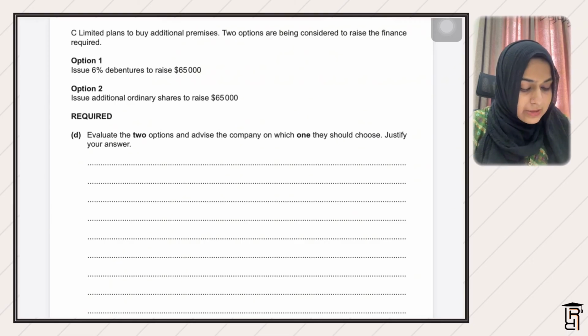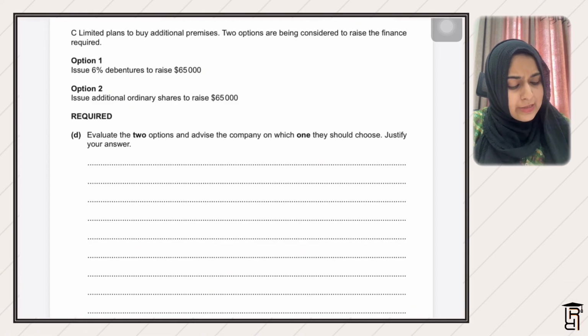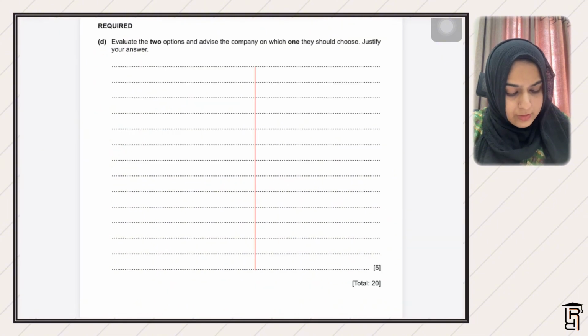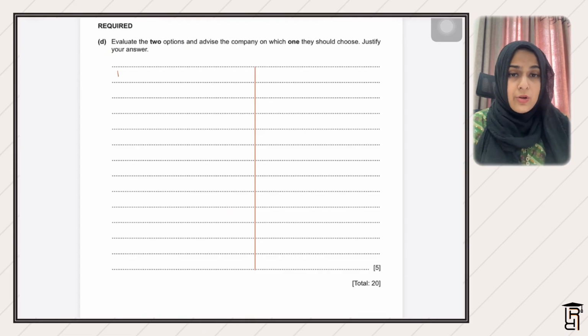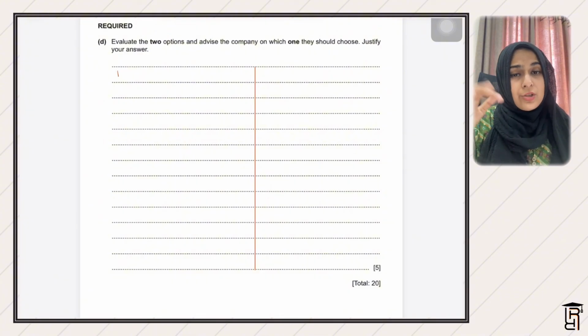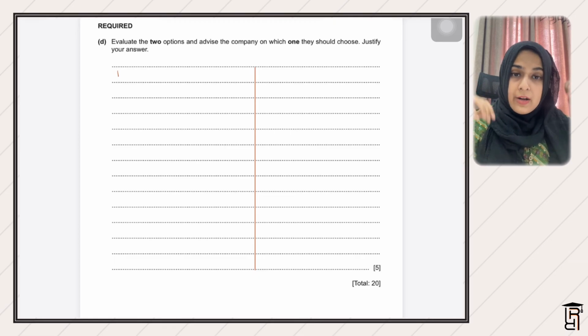So what you need to do is evaluate the two options. To evaluate them, you first take the first option and write about its pros and cons. So the first option is issuing debentures. The advantage of issuing debentures is that you are just getting a non-current, long-term liability. When you are issuing ordinary shares, that dilutes the ownership of the current shareholders.